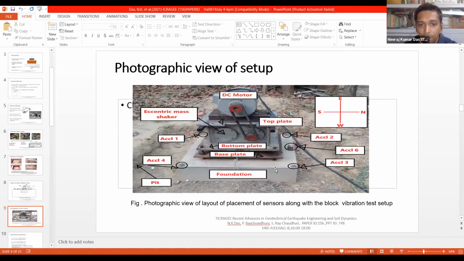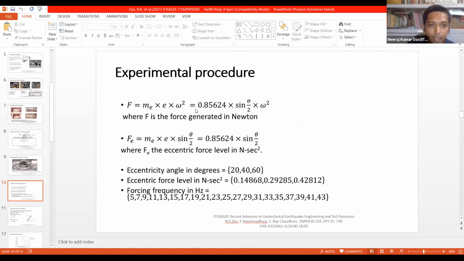So this is the real photograph. Acceleration 1, 2, 3, 4 are the 4 edges, so we can take an average and compare it with this one on the center. So what is the force generated? It follows mv²/r, basically a centrifugal force. Then, knowing velocity is rω, it becomes meω², where me is me sin(θ/2). If we fix the eccentricity, say 20 degree, then we vary the frequency, say from 5 hertz to 43 hertz at every 2 hertz, to get the peak response of the foundation soil system.